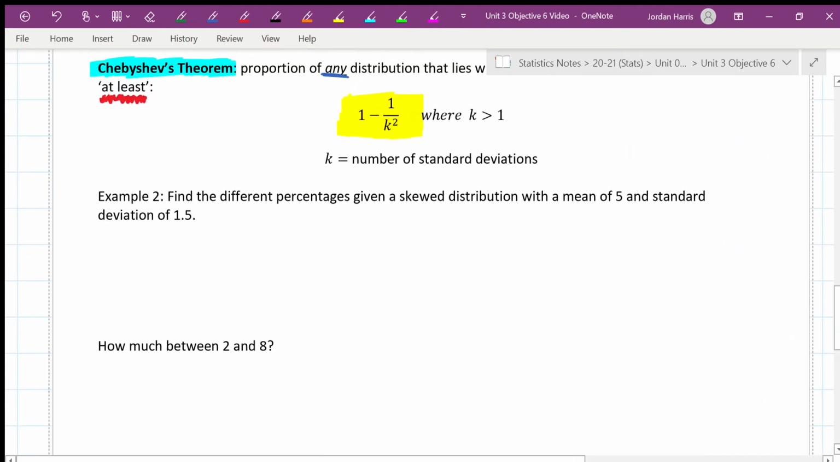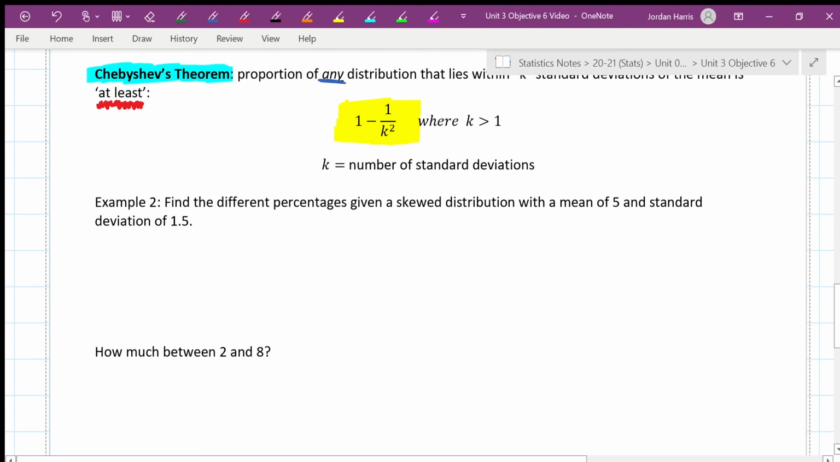All right, so example 2 says, find the different percentages given a skewed distribution. Right there, it's telling you non-normal. If it's normal, we use the empirical rule. Non-normal, we have to do this. So given this, with a mean of 5 and a standard deviation of 1.5.